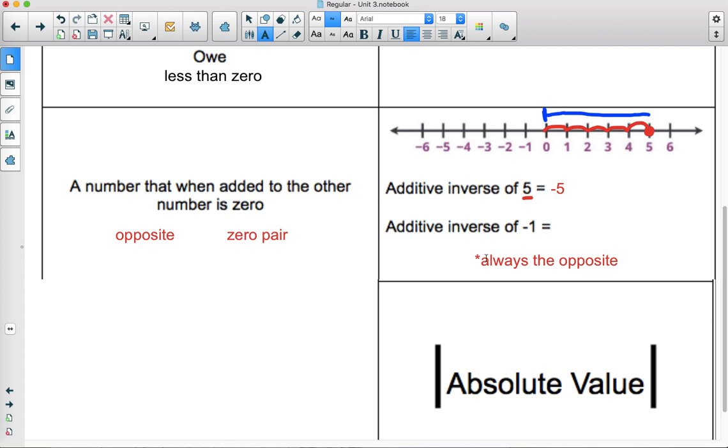Okay, so if I'm looking at the additive inverse of negative 1, so if I'm at negative 1, I want to know how am I going to get to 0? Well, I'd have to go in the positive direction 1 time. So therefore, the additive inverse of negative 1 would be positive 1. Okay, I would have to go in the positive direction 1 time to get me to 0.